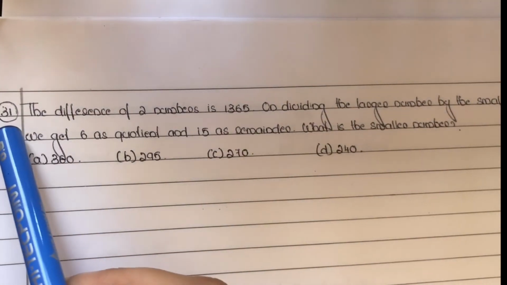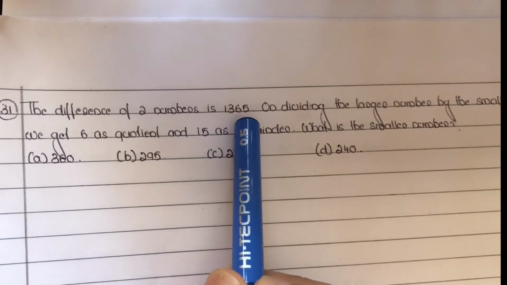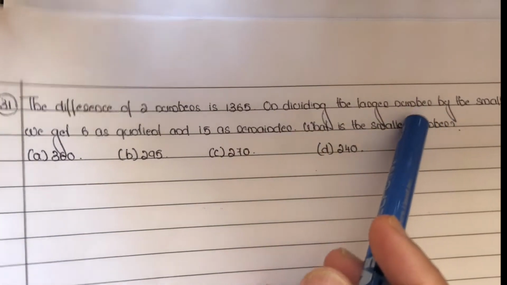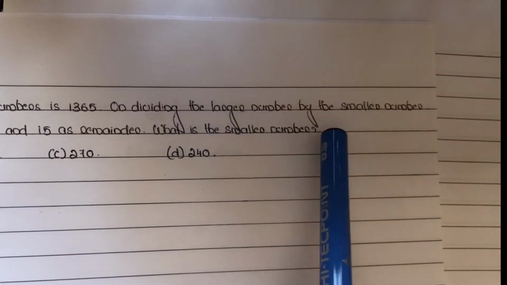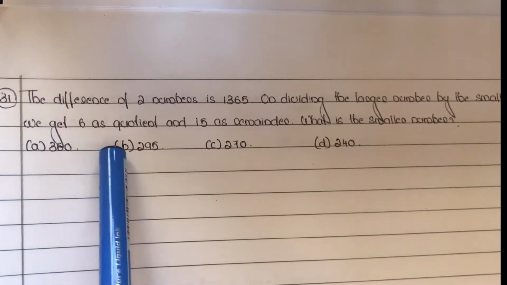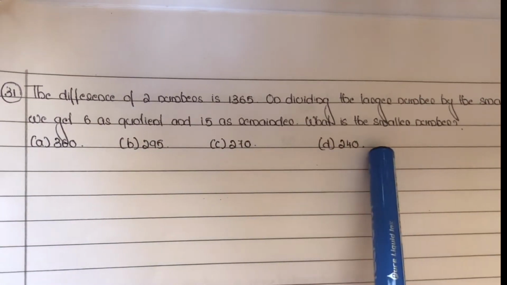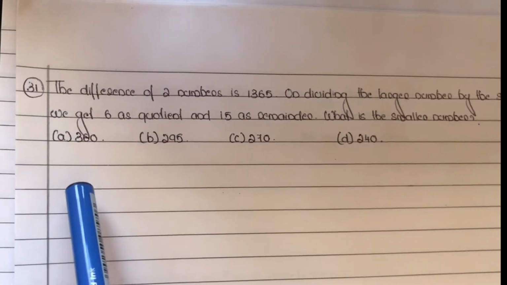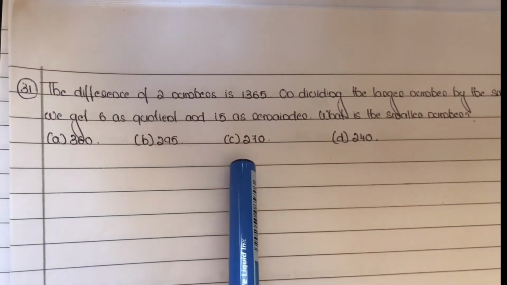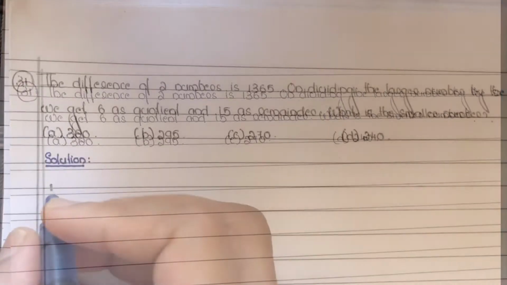Question number 31. The difference of two numbers is 1365. On dividing the larger number by the smaller number, we get 6 as quotient and 15 as remainder. What is the smaller number? Option A 360, option B 295, option C 270, option D 240.